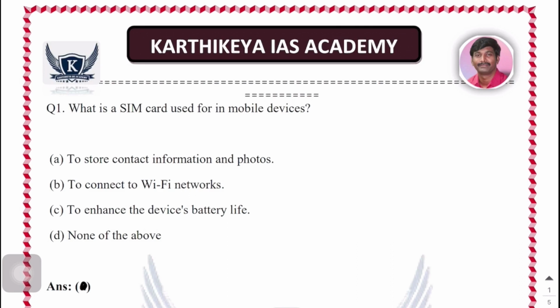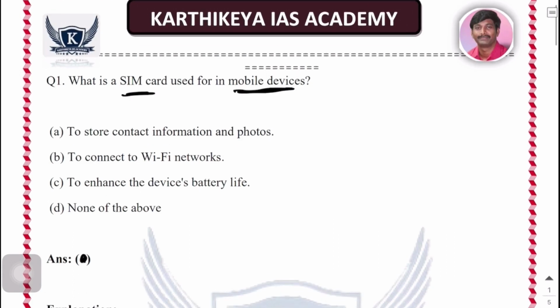Let's go with it. Question number 1. What is SIM card used for in mobile devices? A. To store contact information and photos. B. To connect to Wi-Fi networks. C. To enhance the device battery life. D. None of the above. So, he is asking what the SIM card is used for in mobile devices, right?